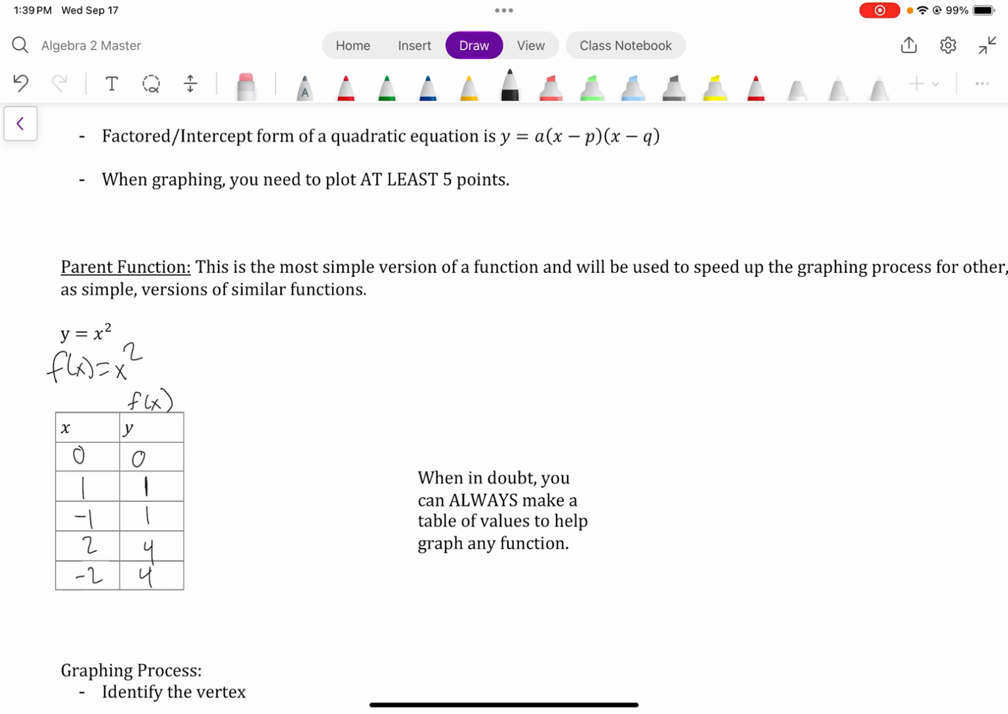That's very, very quick and easy because all I had to do was square a number, and I picked numbers that are pretty small. I'm going to use that in a little bit to make graphing something more complicated a little bit easier.